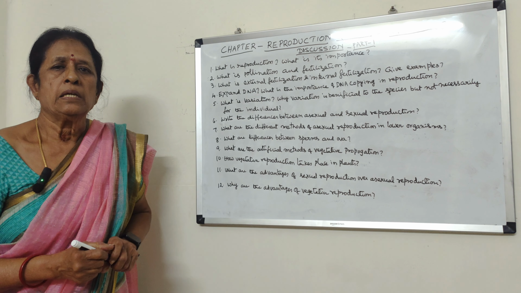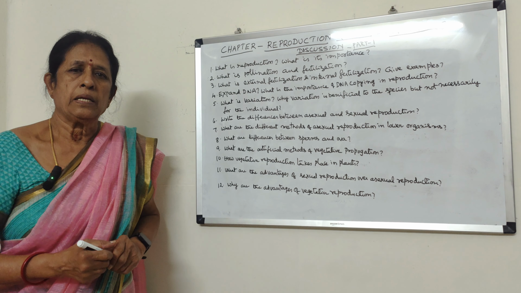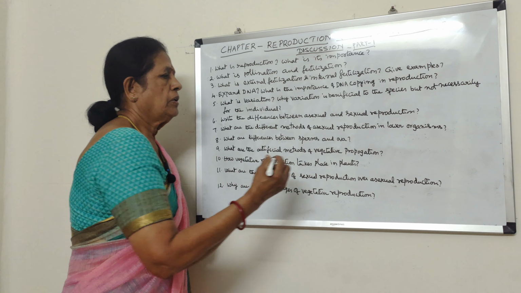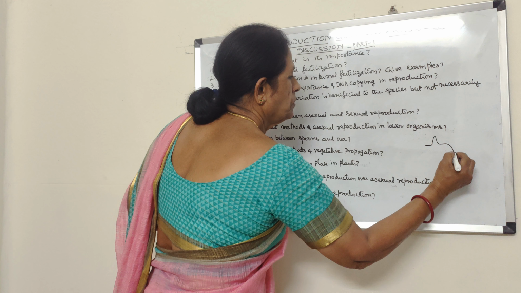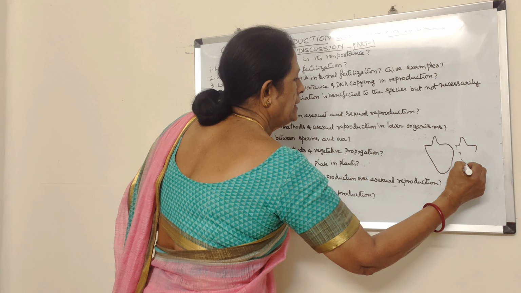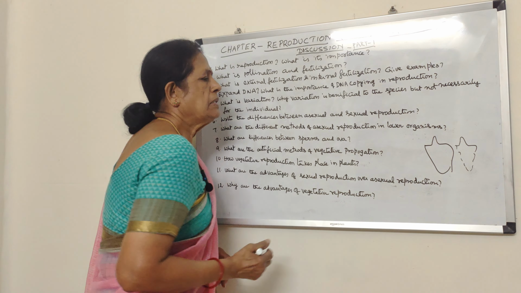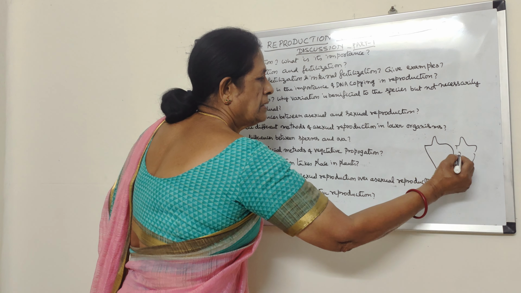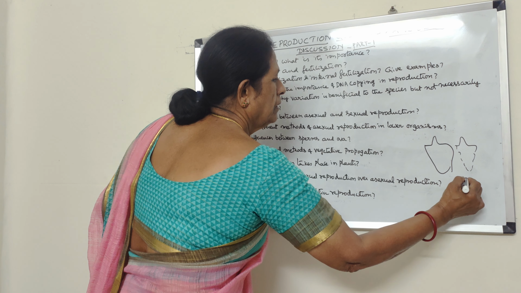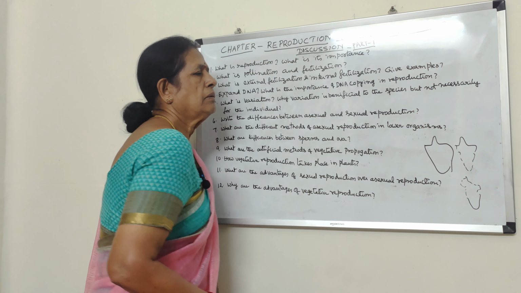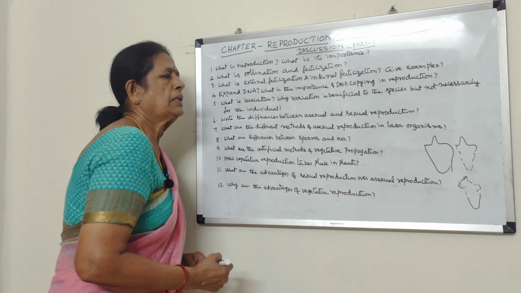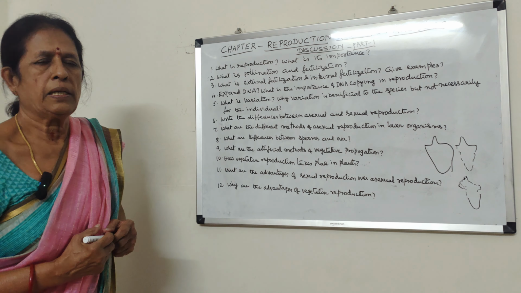Another method of asexual reproduction is called regeneration. What is regeneration? It can be seen in the planaria. It loses a part, and the lost part is regenerated. This part will regenerate, and this part again will regenerate. That is the method of regeneration, which is a type of asexual reproduction in organisms like planaria.